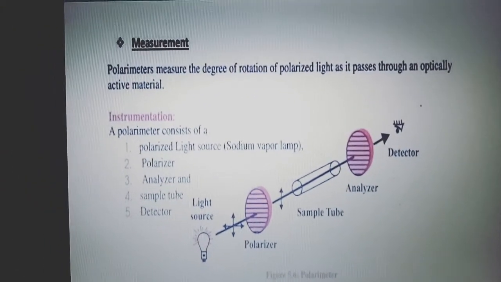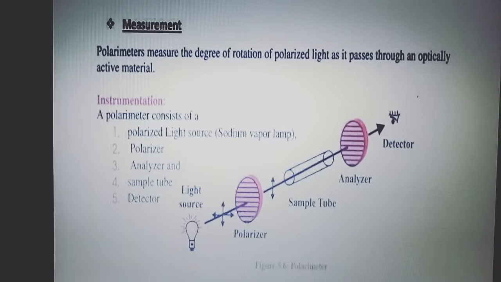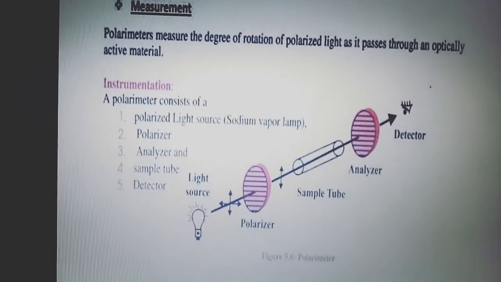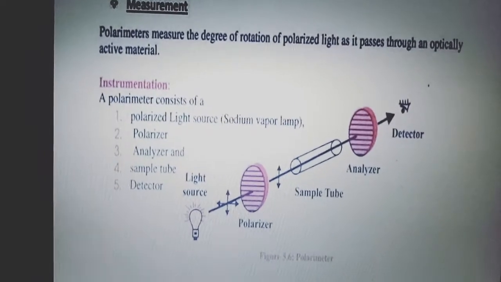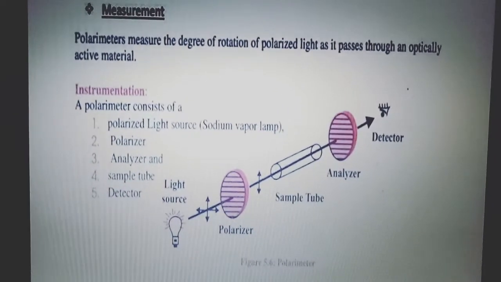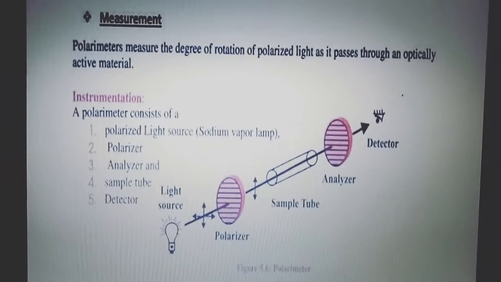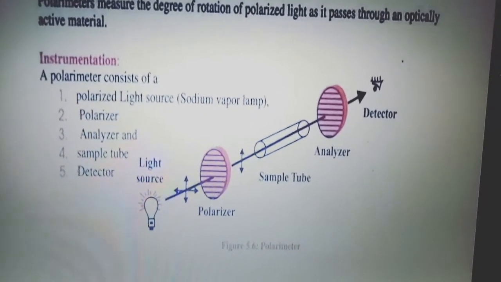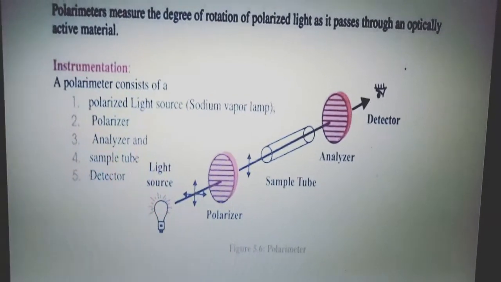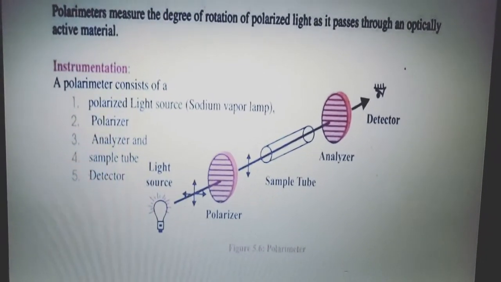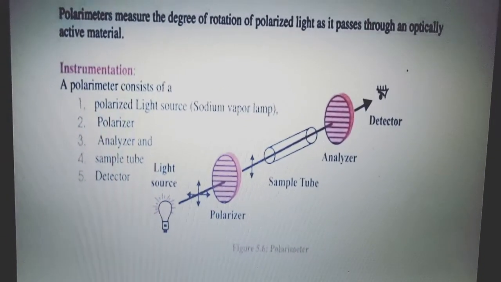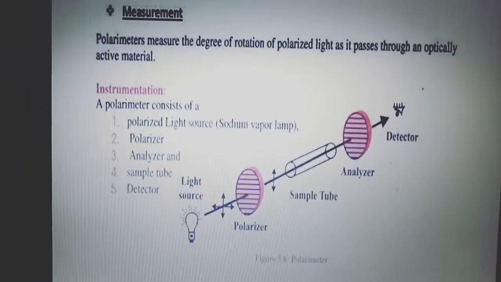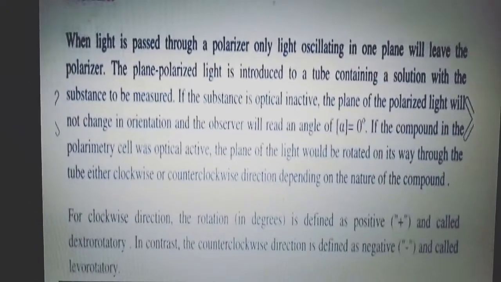Now you can also study the measurement of optical activity. This optical activity is measured with the help of a polarimeter, which is a device that measures the degree of rotation of plane of polarized light through an optically active material. Now in instrumentation you can see the diagram of polarimeter. It consists of the light source, then polarizer, then analyzer, then sample tube where the sample is placed, and then detector to detect the optical rotation or angle of rotation.